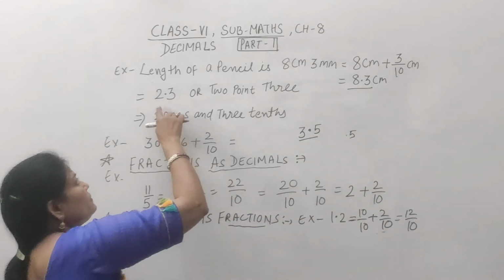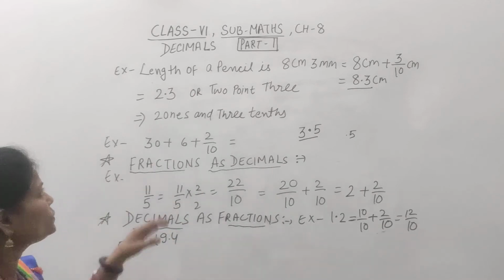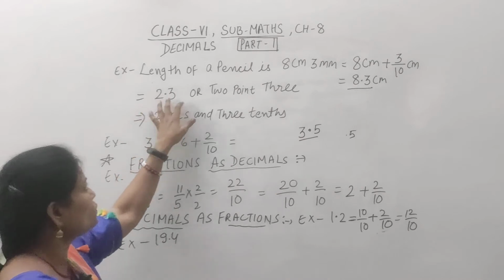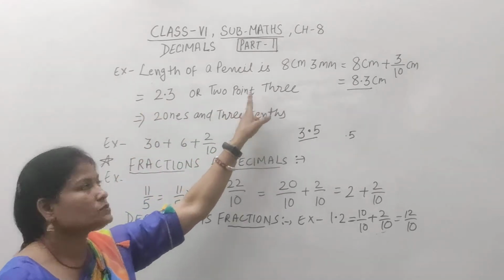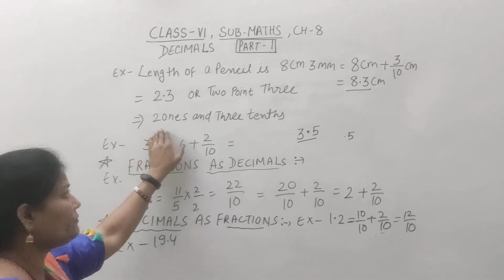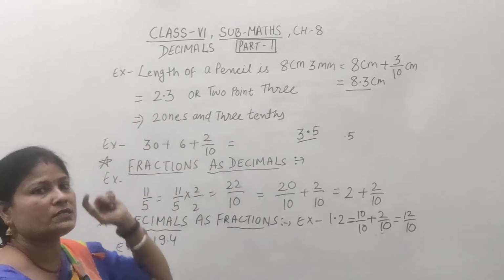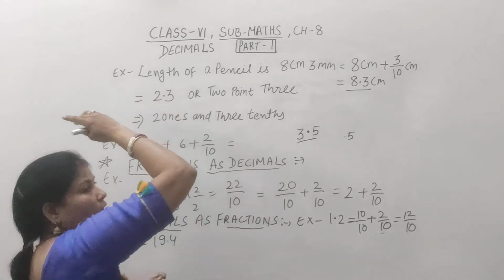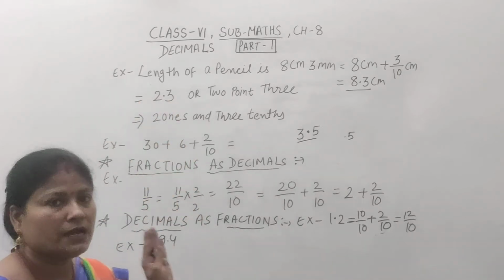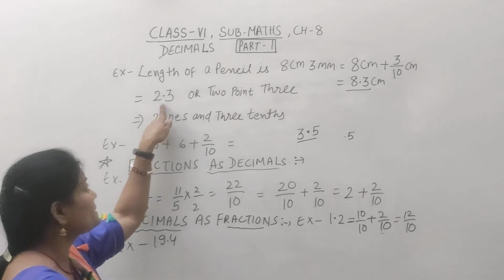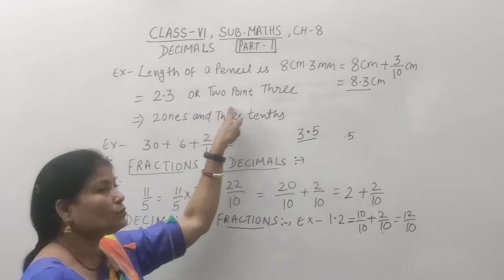See children, let's take one more example. 2.3. Whatever we are reading as 2.3, in decimal also we can write down 2.3. We can write it in another way also, 2 as ones. Why? Because before the decimal, all the numbers are moving to the left. They are ones, tens, hundreds. But whenever the decimal is there, we move to the right.